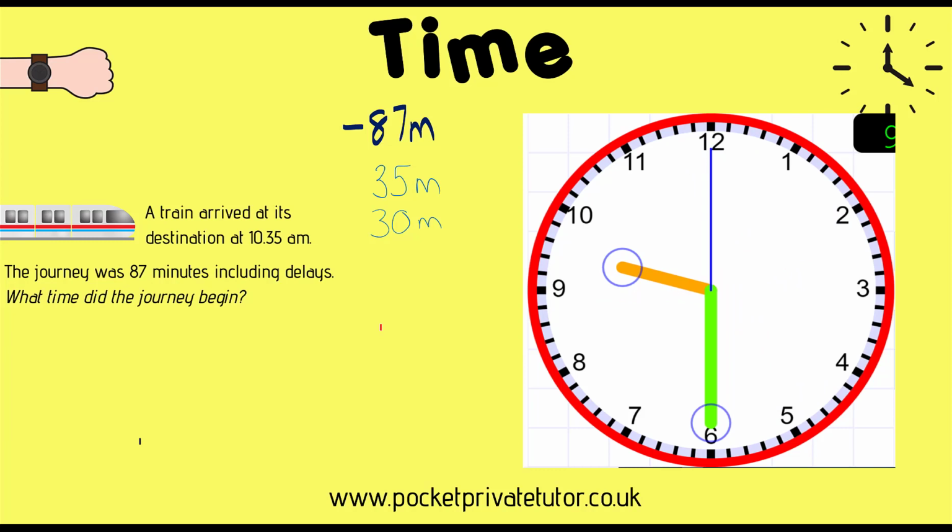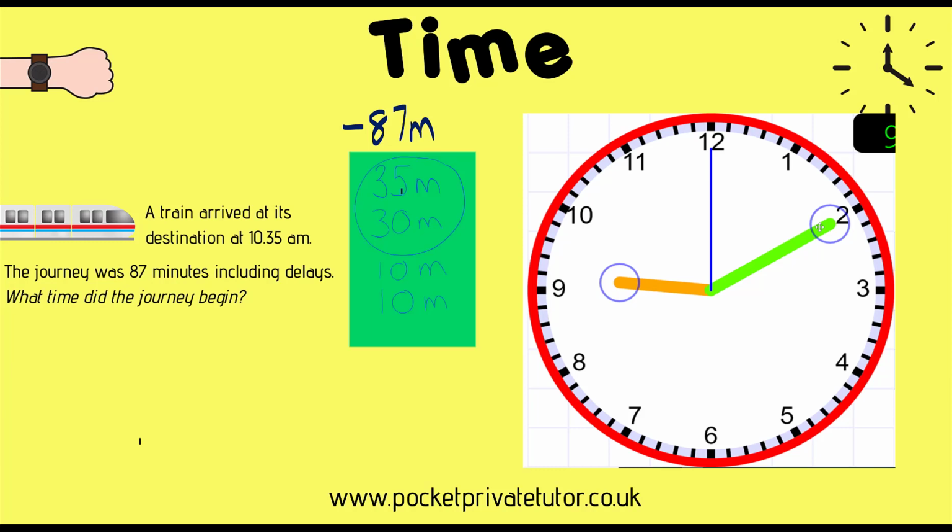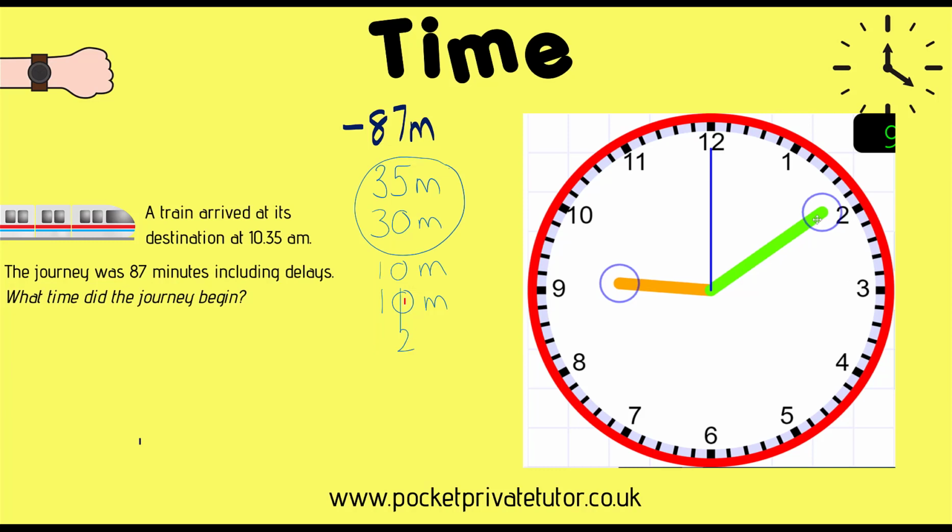So we're going to go back to 9:30. At this point, I've taken away here 65 minutes. So I could fit another 10 minutes in, which would take me to 9:20. I could fit another 10 minutes in, which takes me to 9:10. Now I've taken away now 35, 65, 75, 85. I have 2 more minutes left to take away, which gets me to 9:08 a.m. So shall we have a look at how to do that on a number line now?